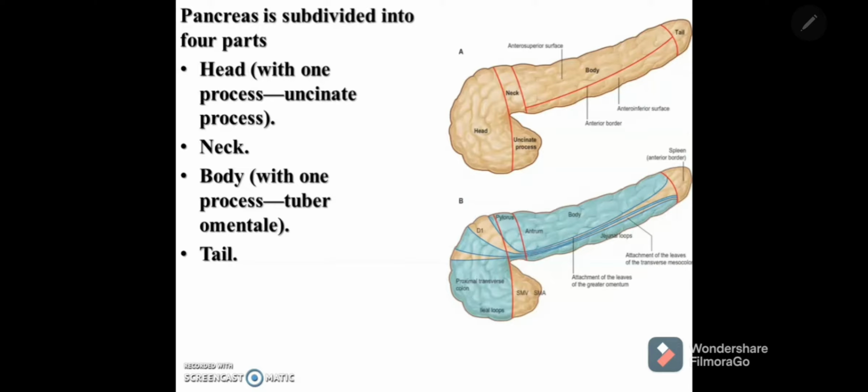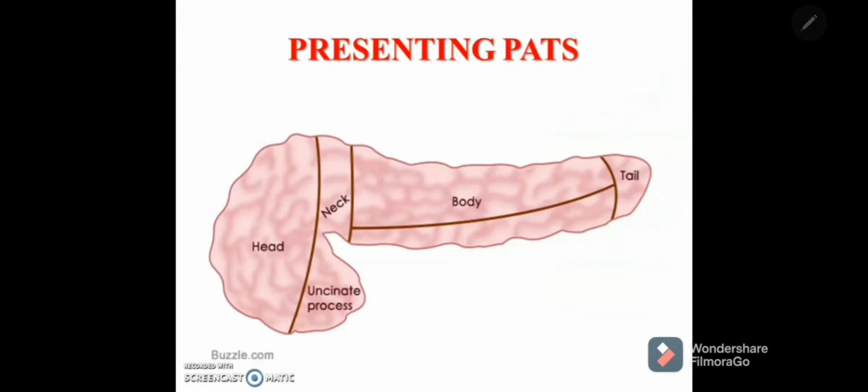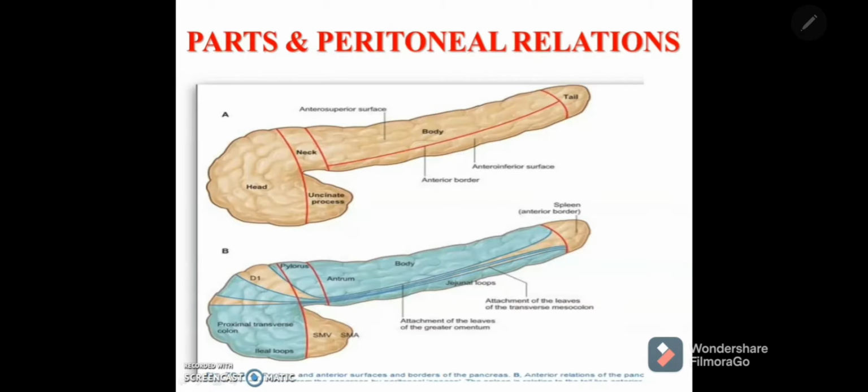Head is that part which is located in the C-shaped loop of the duodenum. Neck lies in front of the formation of the portal vein. Body lies in front of the abdominal aorta and kidney. Tail lies within the lienorenal ligament, and you can see the peritoneal relation there. So the upper part of the head is non-peritoneal, where it is directly related to the transverse colon, whereas the lower part of the head is related to the peritoneum of the greater sac.